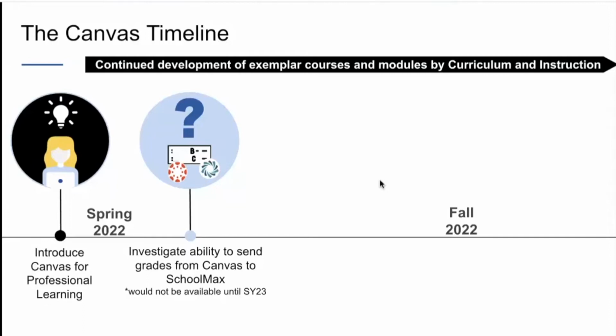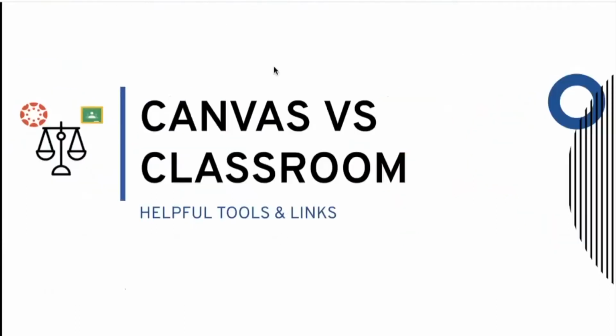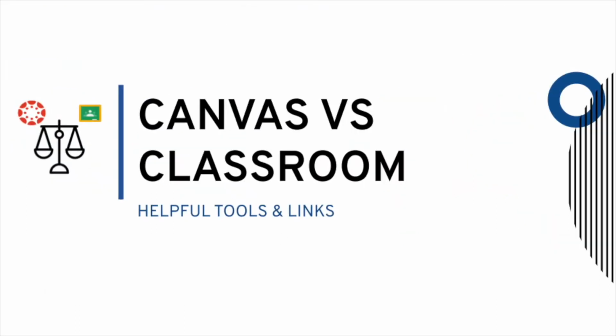Speaking of fall 2022, next fall, all teachers who regularly meet with students will be expected to use Canvas as their digital learning platform. So we're all going to make that shift. If you do decide to hop on board this year, then you'll already be a year ahead of the game. When possible, textbooks and related resources will be integrated with Canvas. As a side note, for the entirety of the upcoming school year, all textbook resources will remain in Clever.